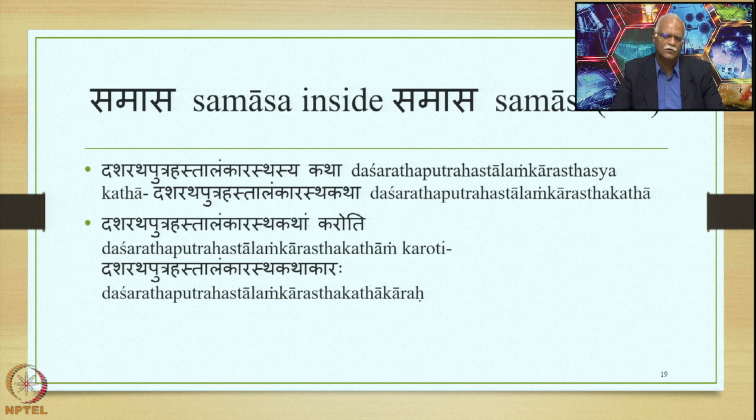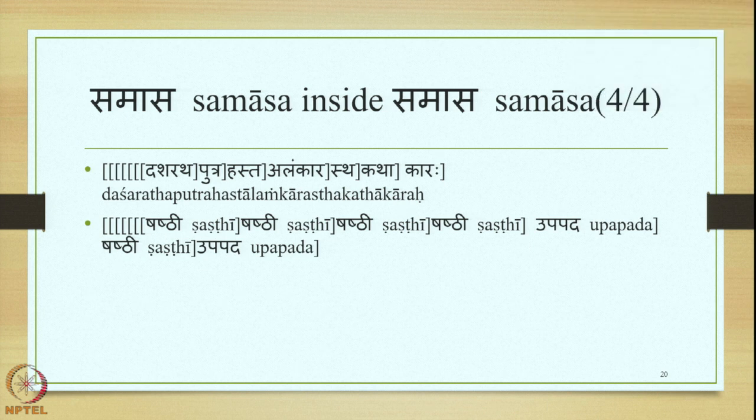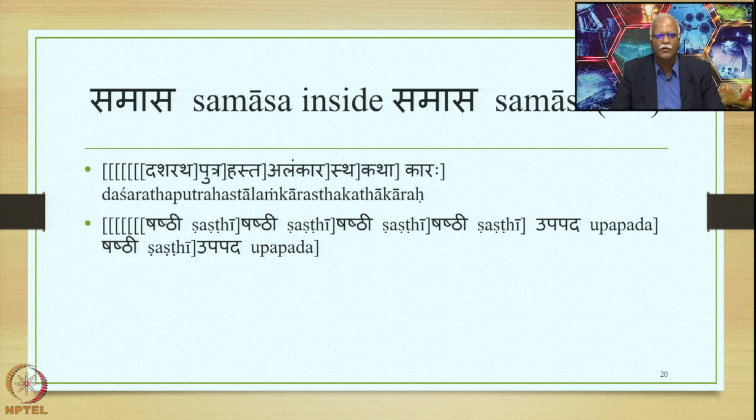And this process can go on and on. In fact, there are some texts in Sanskrit literature which are very famous for this particular style of chain samasas. The garbha samasas can be shown with the help of the bracketing scheme in this particular manner. So, Dasharatha Putra Hastalankarastha Kathakaraha has these many constituents: Shashti Garbha, Shashti Garbha, Shashti Garbha, Shashti Garbha, Upapada Garbha, Shashti Garbha, Upapada Samasas example. Now, this is a very important process, and as we said, this has been adopted as a style by some authors in Sanskrit literature.